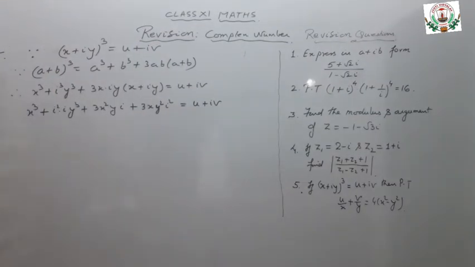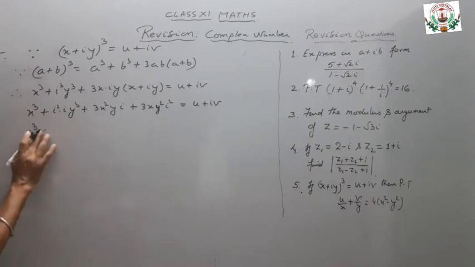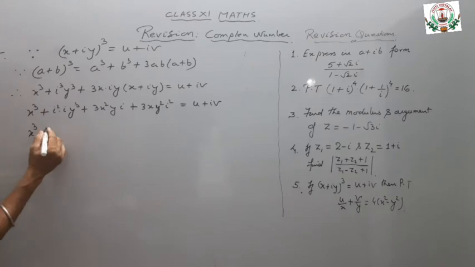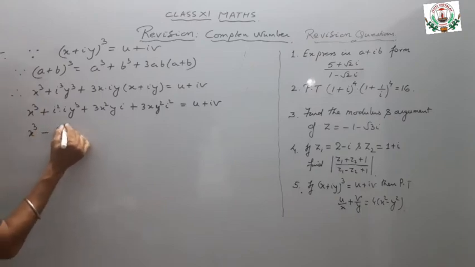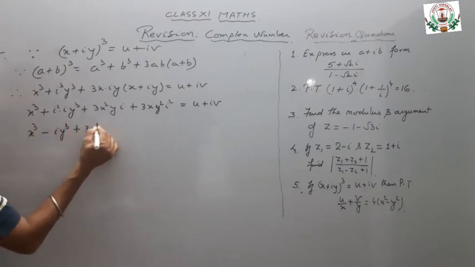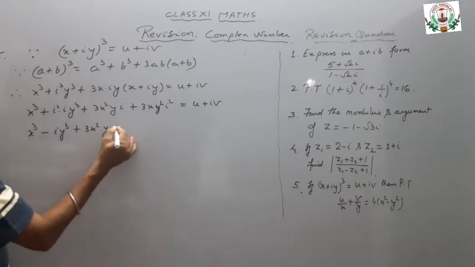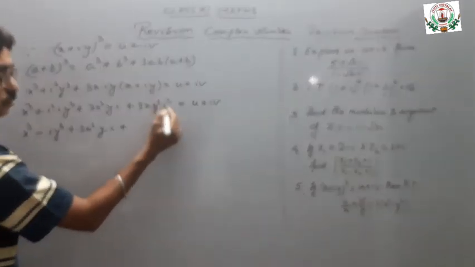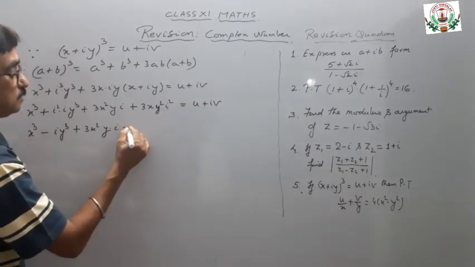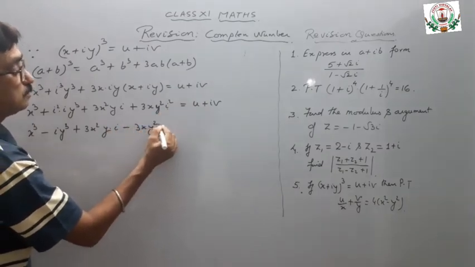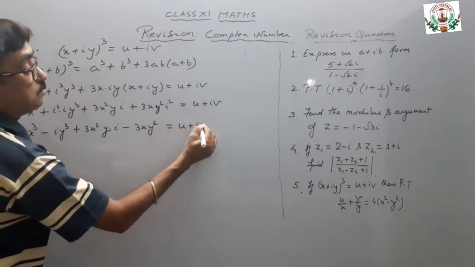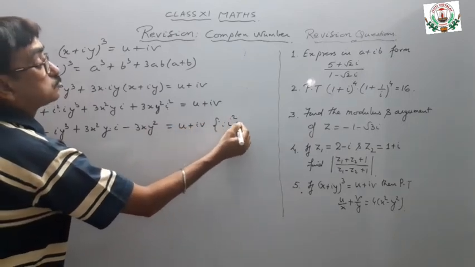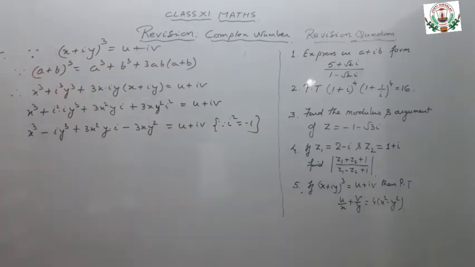So since we know that now i square is minus 1, I am going to substitute that value. i square as minus 1, it will become minus i y cube plus 3x square y into i plus, this also is i square, so it will become again minus 3x y square equals to u plus i v, as we know that i square is equal to minus 1. Clear? a cube plus b cube plus 3ab into a plus b, open the bracket.